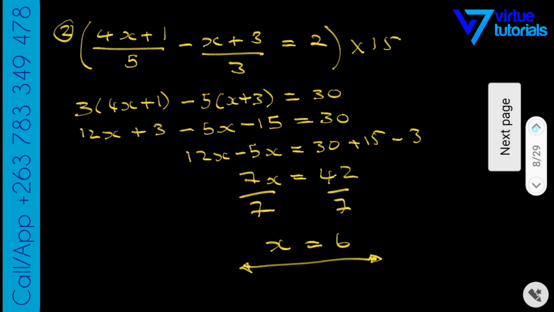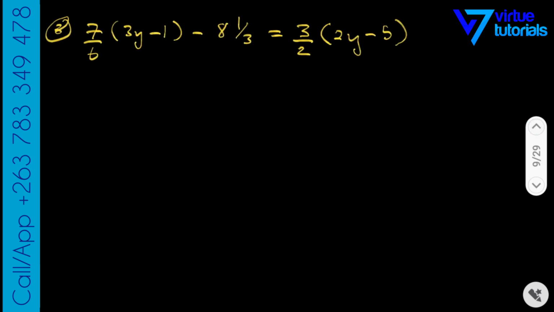Let's move to the next example. Now we have 7 over 6 times 3y minus 1, minus 8 and a third, is equal to 3 over 2 times 2y minus 5. Oh, there's two things that we need to deal with here first. The first thing is you never want mixed fractions. Whenever you're doing calculations of any sort, you want to avoid these mixed fractions. So you want to turn this into an improper fraction. That's the first thing you want to do.